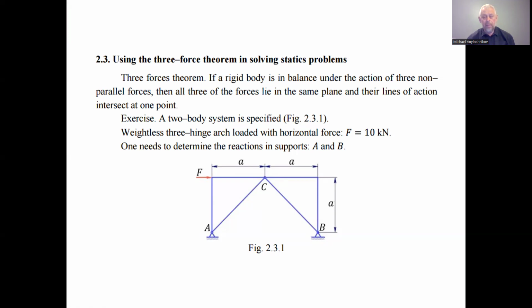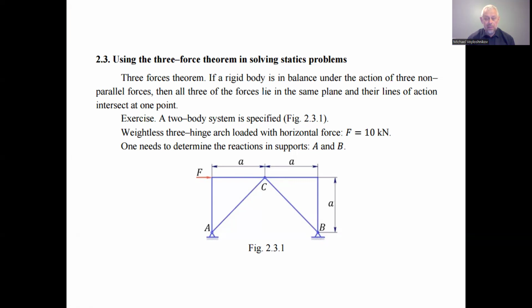Three-force theorem. If a mechanical body is in balance under the action of three non-parallel forces, then all three of the forces lie in the same plane and their lines of action intersect at one point. As a three-force theorem, we can use it to decide the issues of statics. We consider the mechanical system.